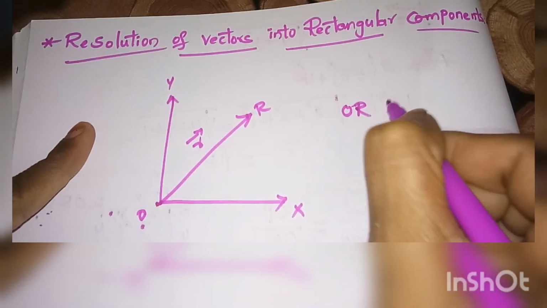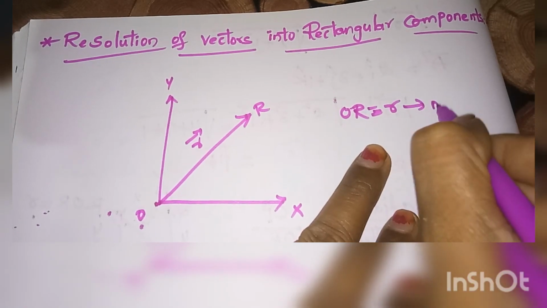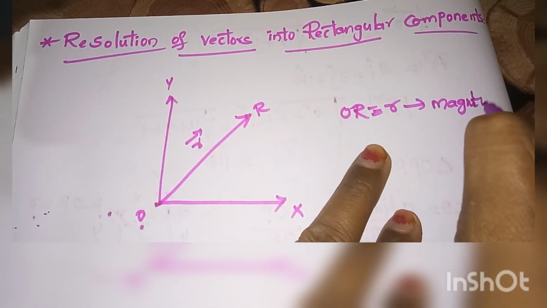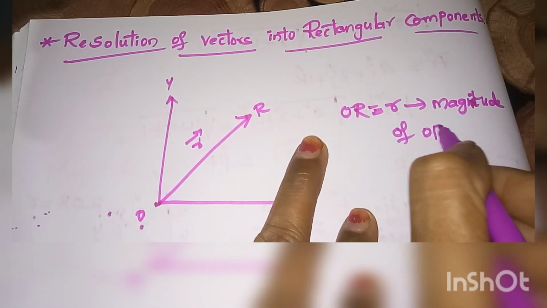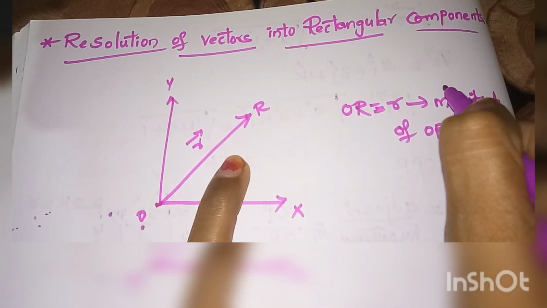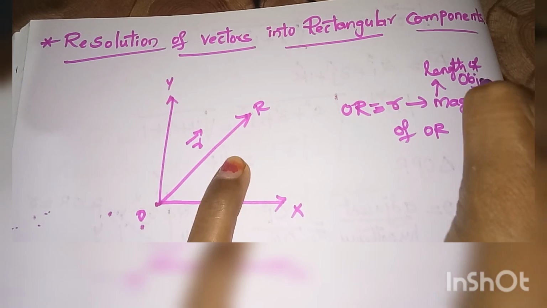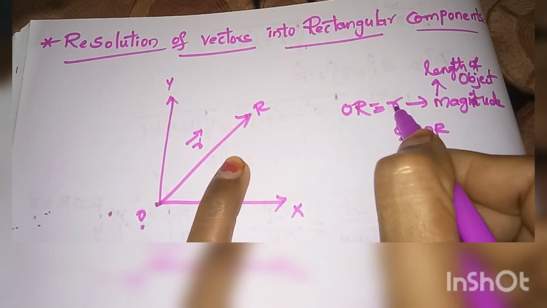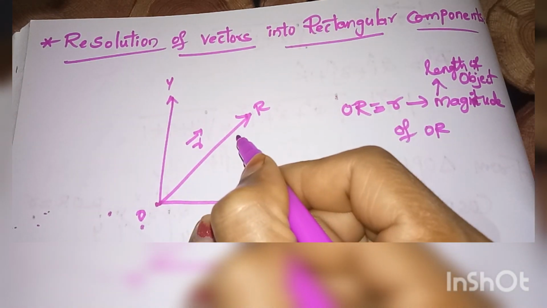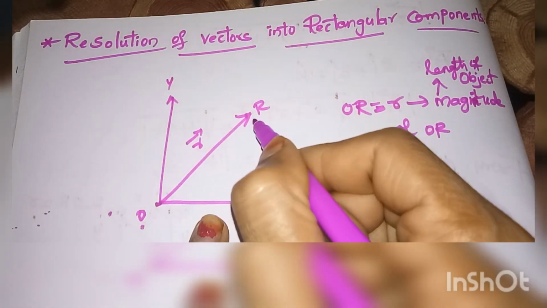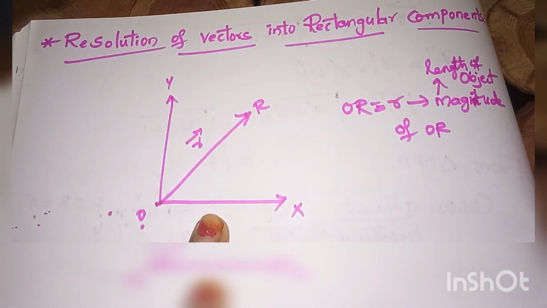OR is equal to r. This is the magnitude of OR. Magnitude means length. Magnitude means length traveled by the object. Length of object is r. For O to R, the length traveled by the object is small r, and the vector has magnitude. There is a direction; we considered it as position vector r bar.